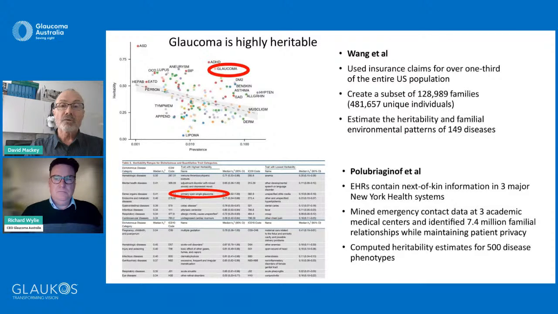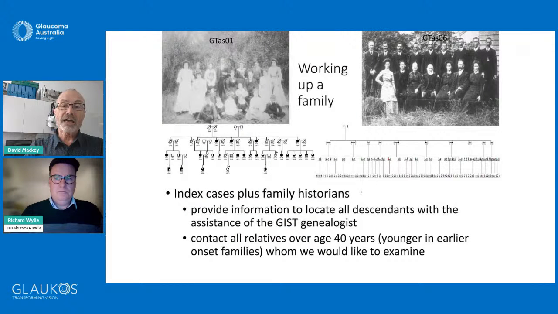When we studied families, as we did in Tasmania, we often would ask people, who are your mum and dad? And we examined the first-degree relatives and found there were some very large pedigrees in Tasmania and the rest of Australia where glaucoma was running through the family. And this was the basis of the work we did with the Glaucoma Inheritance Study in Tasmania.